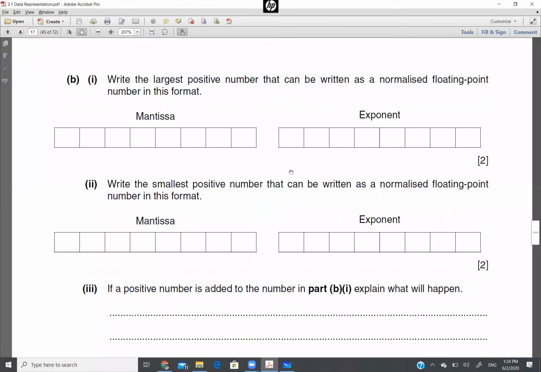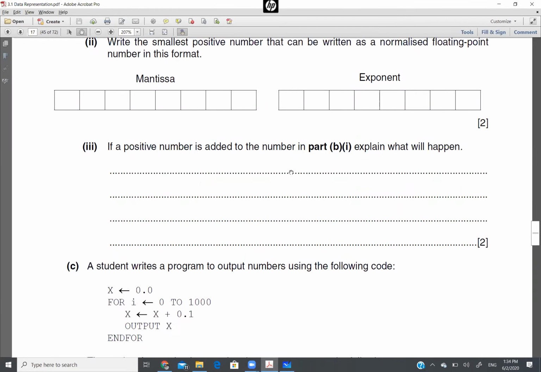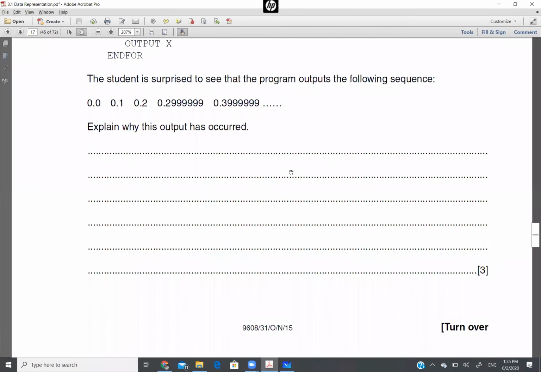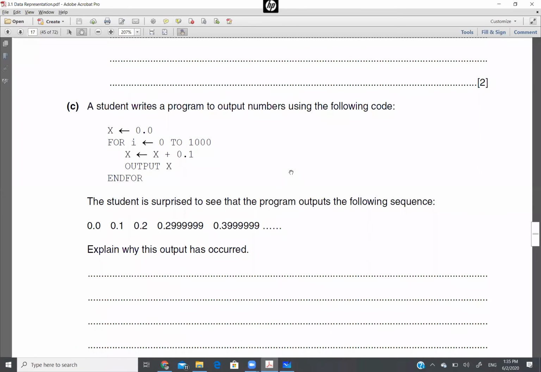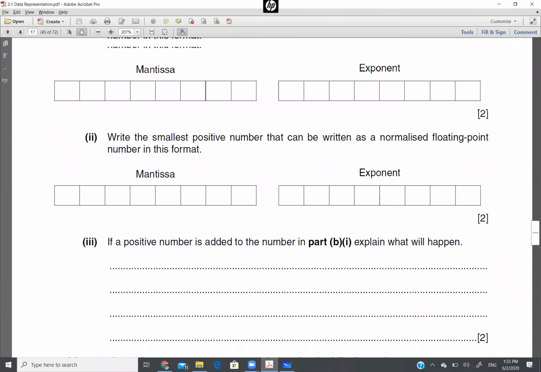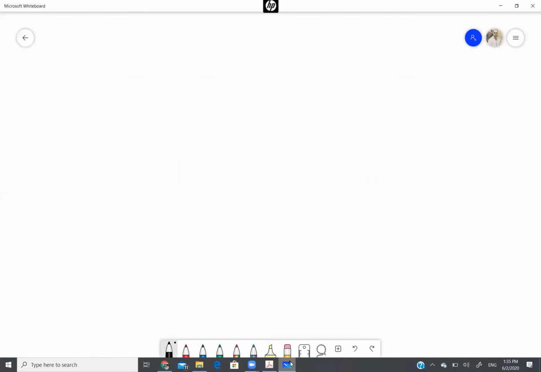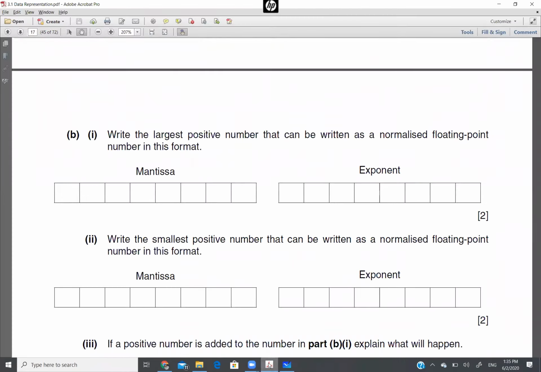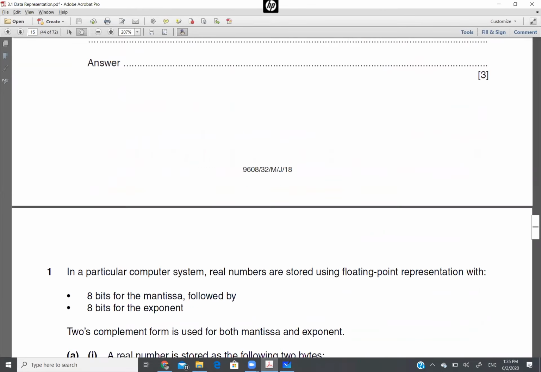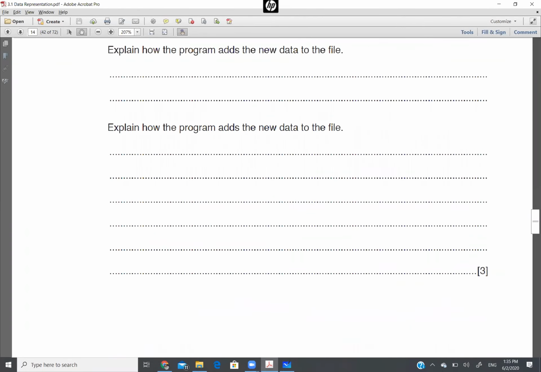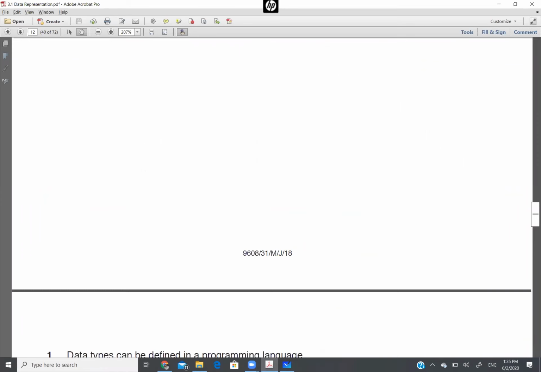The largest positive number that can be written as a normalized floating point number. This will be our last topic under 3.1.3. And we can show the define example again, where 17 was coming. We will have to do that example quickly. Shall we do it?